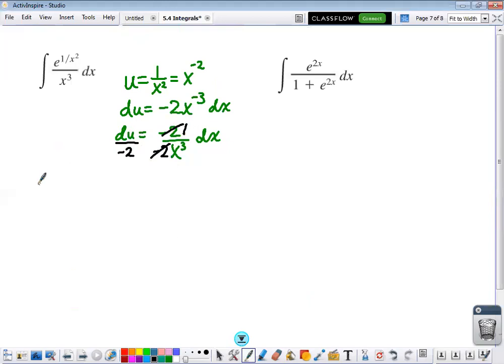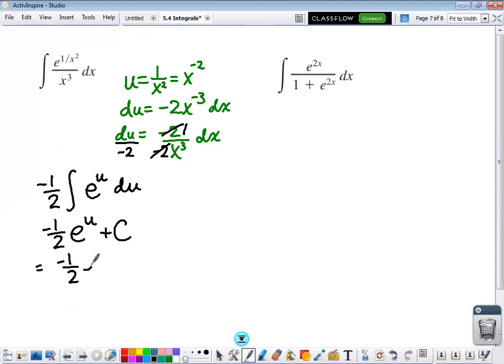So we need a negative 1/2 in the front of our integral. And then our problem just becomes e to the u du. So that stays negative 1/2 e to the u plus c. And then don't forget to plug in what your u was. So negative 1/2 e to the 1 over x squared plus c.